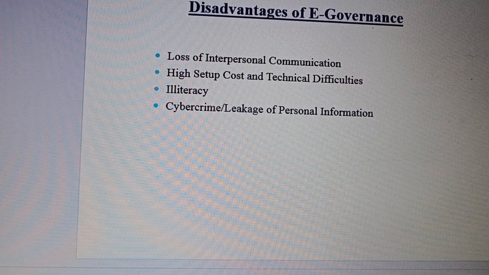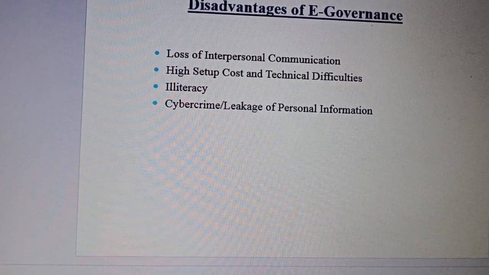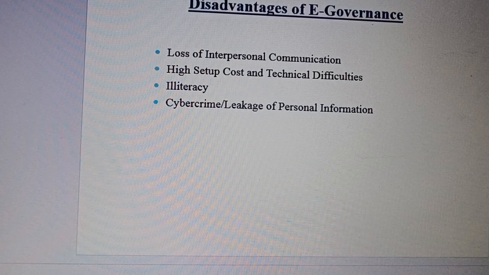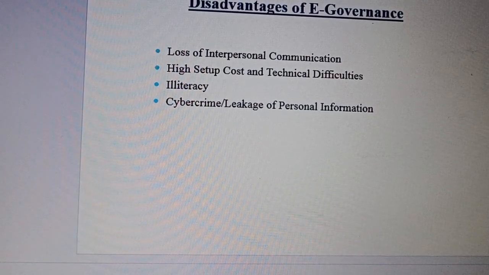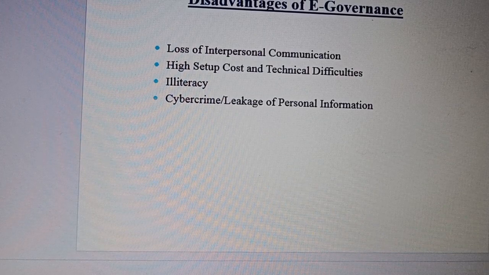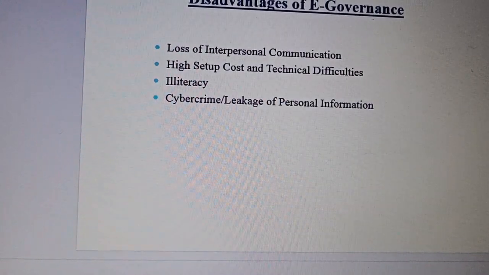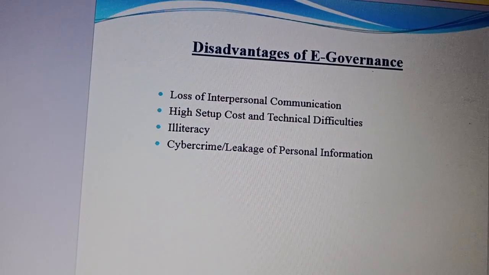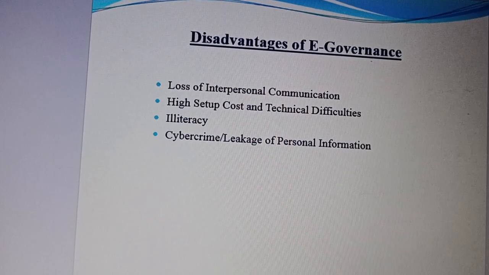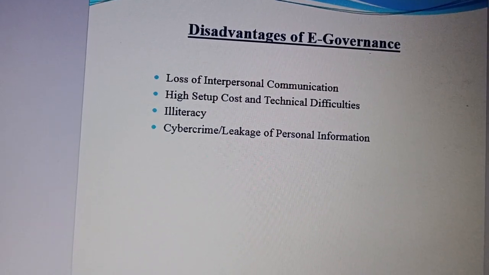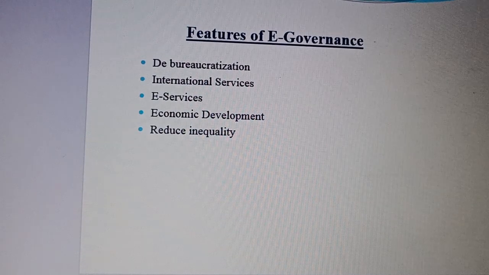If there are advantages, then there are disadvantages also. Disadvantages of e-governance are loss of interpersonal communication, high setup cost and technical difficulties, illiteracy, and cybercrime. Online data is there, and all of India is going digital, so cybercrime is also increasing. Okay, now next slide, features of e-governance.